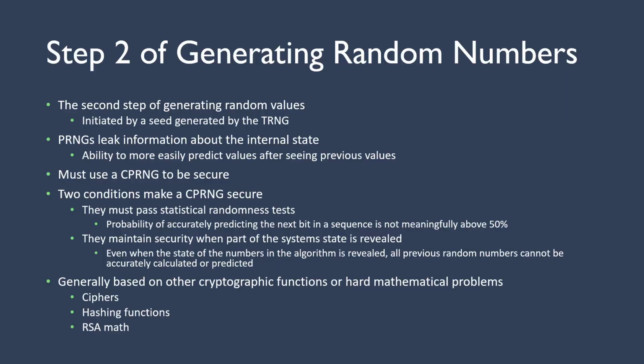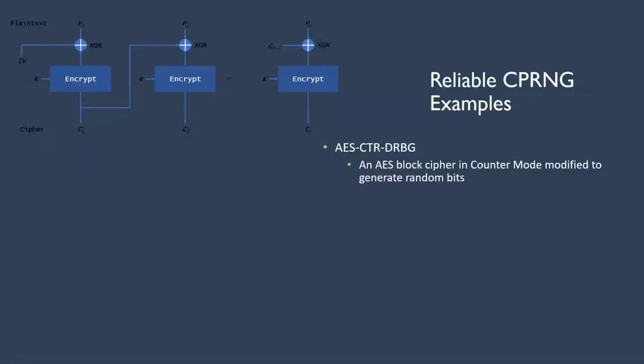And these CPRNGs are generally based on other cryptographic functions, things like ciphers, hashing functions, or hard mathematical problems. Think like RSA math. They're math problems that are thought to be difficult to compute. So now looking at some examples of reliable CPRNGs. Like I said, ciphers can be turned into it. So here is an AES block cipher in counter mode that is used to generate random bits, random numbers.